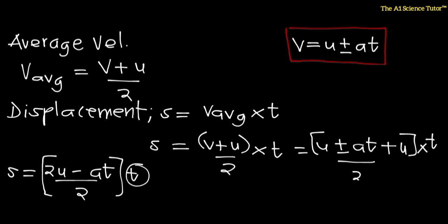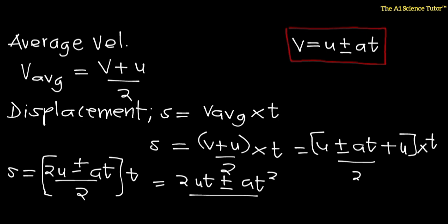So I could use t and FOIL this bracket. That basically has t multiplying with 2u and with at. So that gives us 2ut. Well, there should be a plus here. So this will be plus or minus at squared. That is divided by 2.